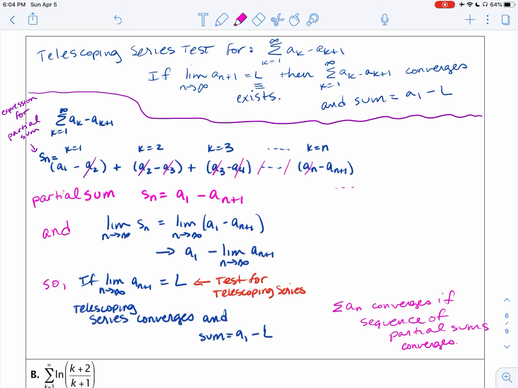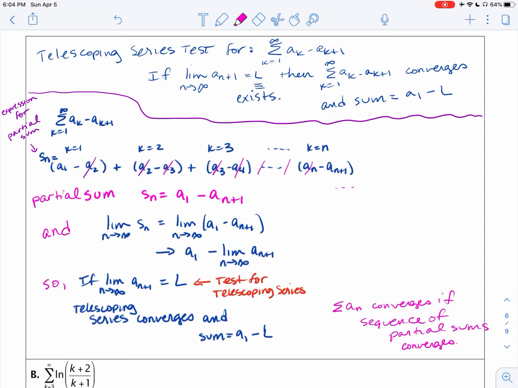So what does it mean for a series to converge? If the sequence of partial sums converges to a limit, which is a finite number, then that finite number would be the sum of your series. So here I go creating the expression for the partial sum of this telescoping series. When k is equal to 1, our very first term is a_1 minus a_2. And when k is equal to 2, I'm going to add that, it's going to be a_2 minus a_3. And when I add k equal to 3, that's going to be a_3 minus a_4.